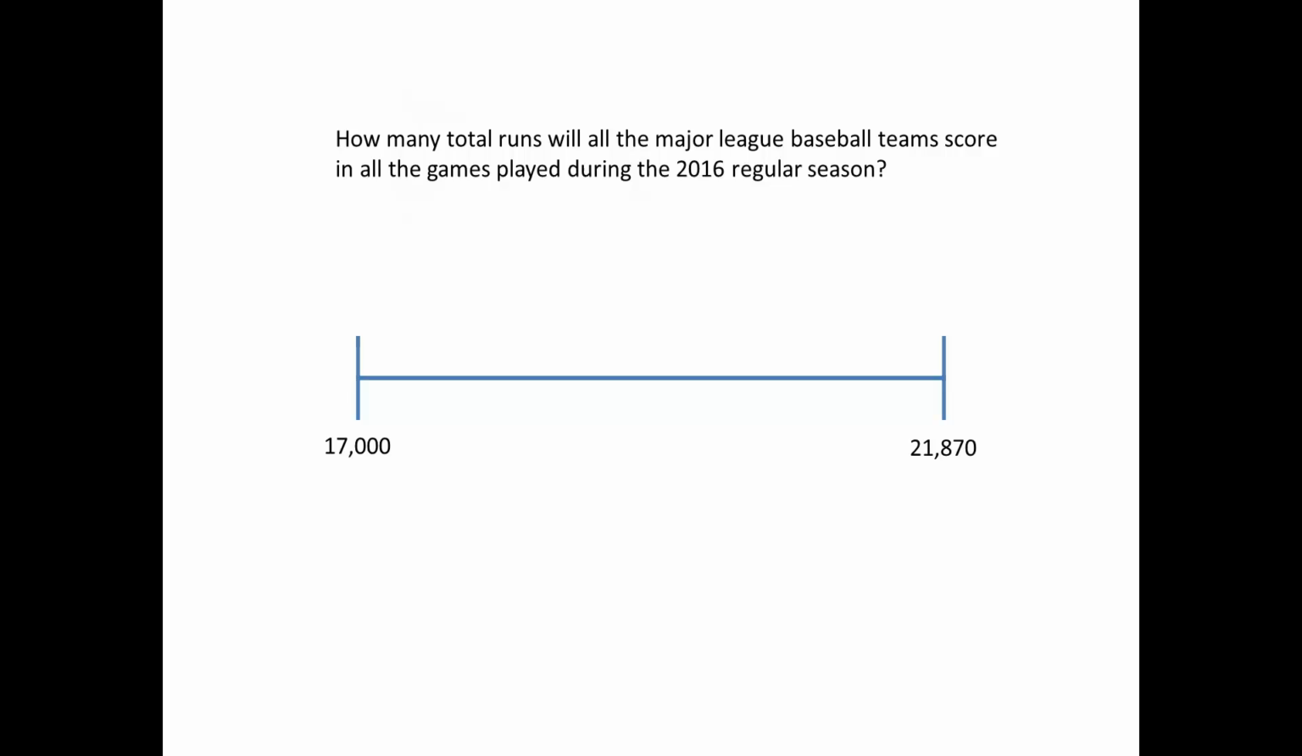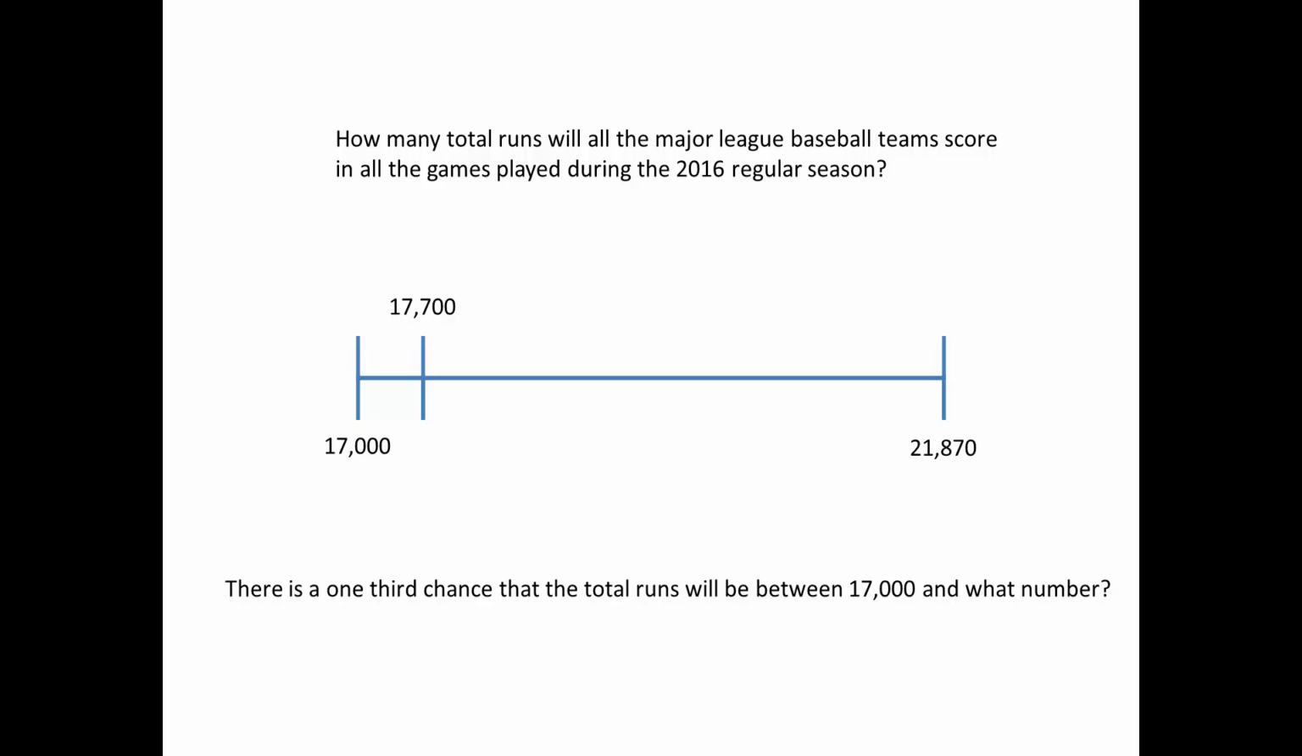Then the purpose of this was to show people how you might use the percentiles to skew the data. So there's a 1/3 chance that the total runs will be between 17,000 and what number, and in my opinion, I thought it is much more likely that there would be 7 runs per game than there would be 9. So I placed the 33rd percentile relatively close to 17,000.